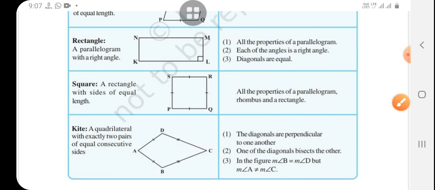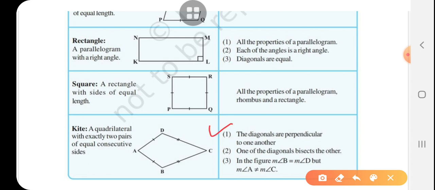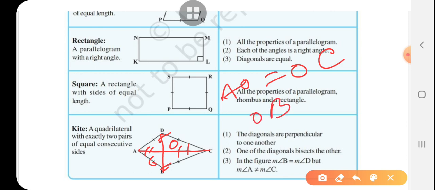Now what are the properties? The diagonals are perpendicular to one another. It means one diagonal will be BD, another diagonal will be AC, so they should be perpendicular. It means the angle here will be 90 degrees. The next one is that one of the diagonals bisects the other. It means diagonal BD will bisect AC. This portion is equal to this portion, and this portion equal to this portion. If we write O here, then AO is equal to OC and OB is equal to OD. This is the second property.